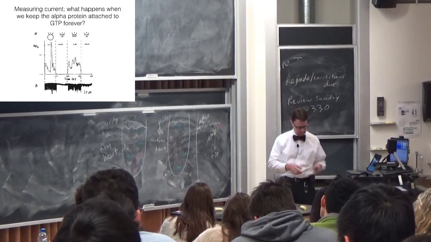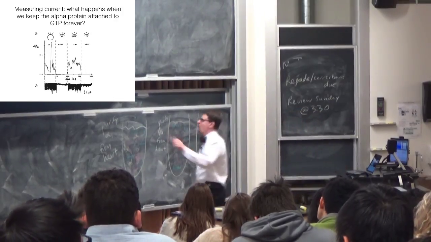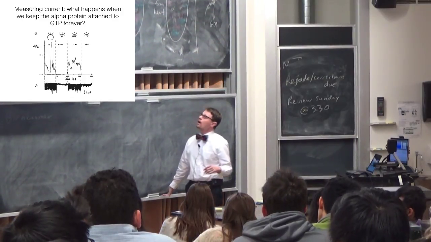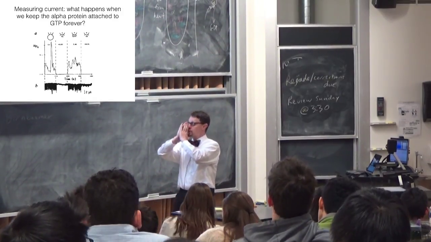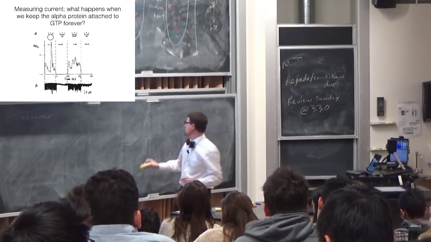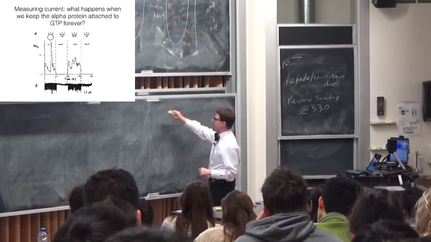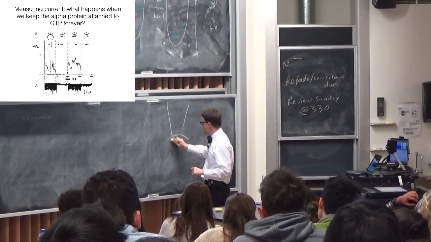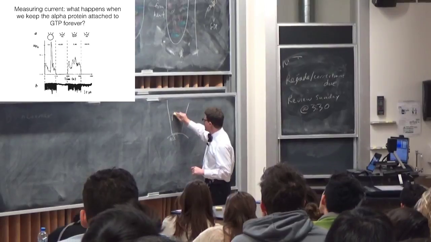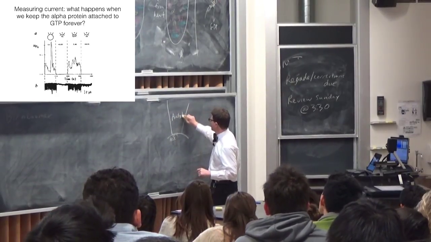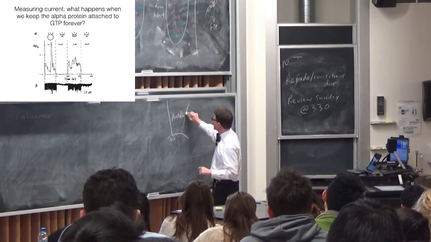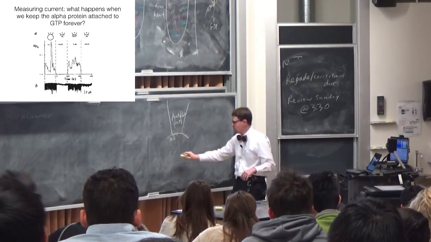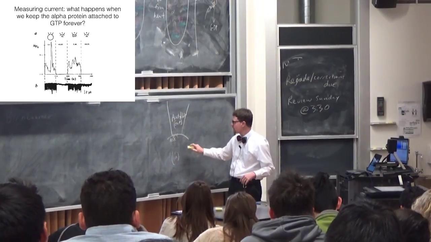But before we get to that, I want to talk about one other experiment. In this experiment, what they had is a patch of membrane, just like we had before, with an acetylcholine receptor, some acetylcholine. In the solution here, remember this is what used to be the outside of the cell, this is what used to be the inside of the cell.